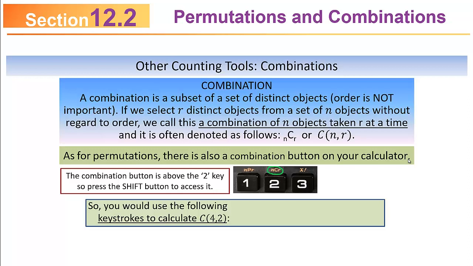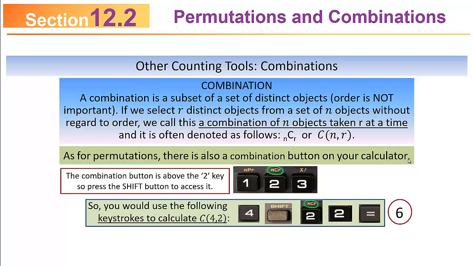So if I were to calculate the combination of 4 things taken 2 at a time, I would press 4, then I'd do shift 2, then I would press 2, which is the R, and to calculate it, you hit equal to, and you'll come up with the number 6. Again, it's the same answer we got before.